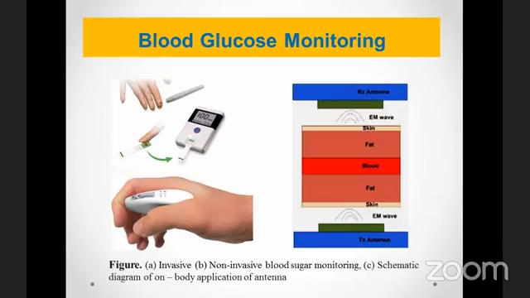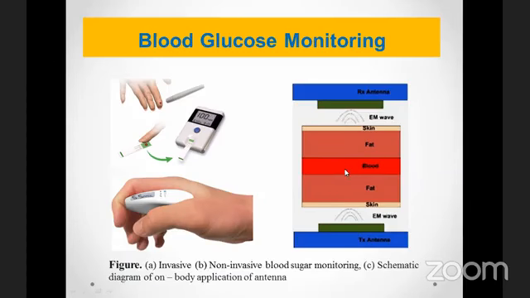For example, this blood glucose monitoring system, in which one invasive system has been replaced by a non-invasive blood glucose monitoring system. Antenna is placed above the skin and below the skin, as shown in this diagram, and there is one antenna in transmitting mode, another one in receiving mode. The waves are generated, they travel across the human tissues through skin, fat, blood vessels, again fat and skin, and reach the receiving antenna.